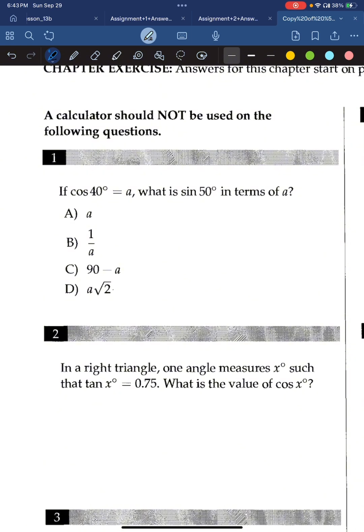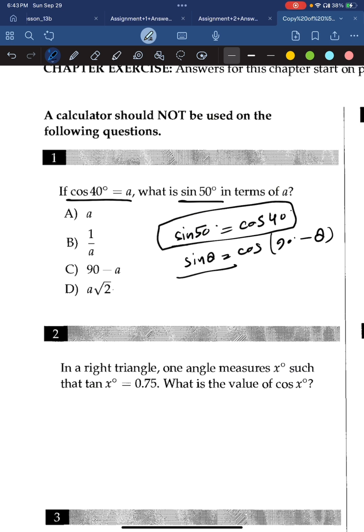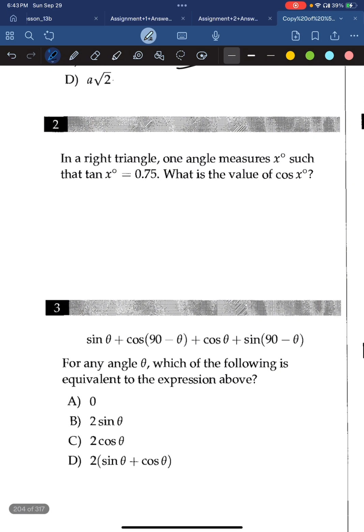For the first question, on the screen we can see cos 40 degrees equal to A. We have to find sine 50 degrees. If you know from the formulas, sine 50 degrees should always be equal to cos 40 degrees. It's because sine theta is equal to cosine of 90 minus theta. From this rule we can find this, so the answer should be A. Let's get into the next question.